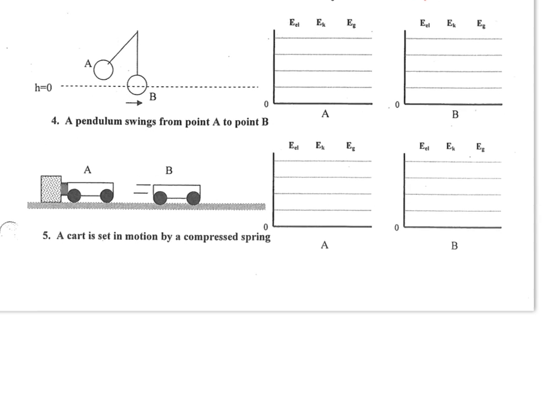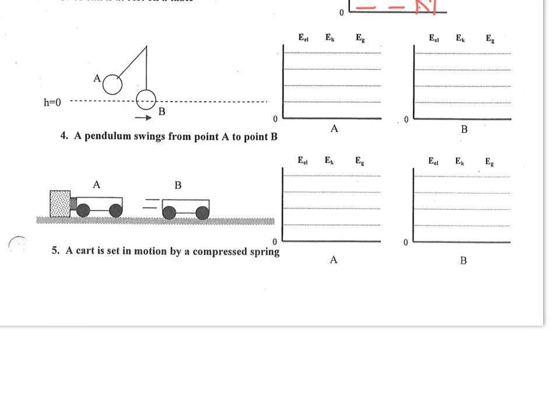So let's look at number 4 and 5. Number 4 tells us that a pendulum swings from point A to point B. So we have a bar chart for A and a bar chart for B. At A, is there a stretched or compressed spring? No. Is it moving? No. Is it above the base level? Yes. So at A, all of my energy is gravitational potential energy. So I went 3 lines high.